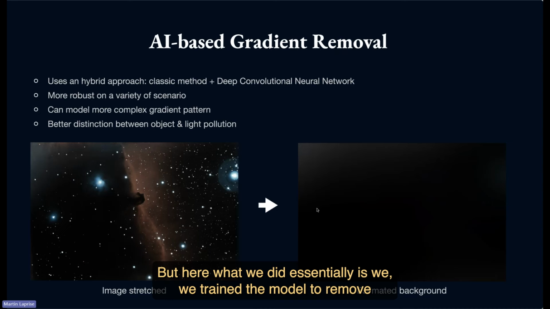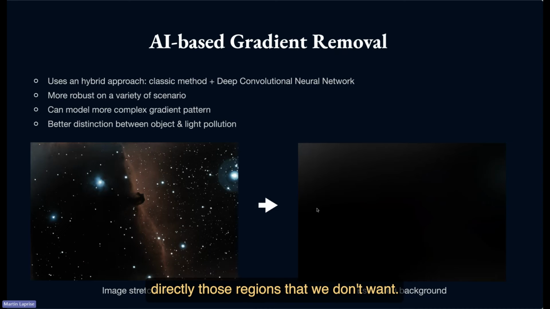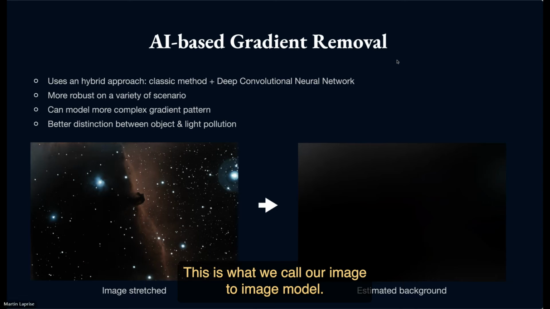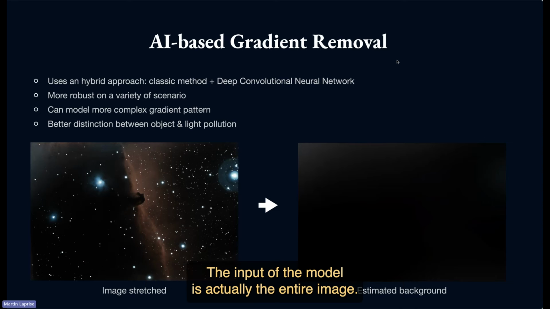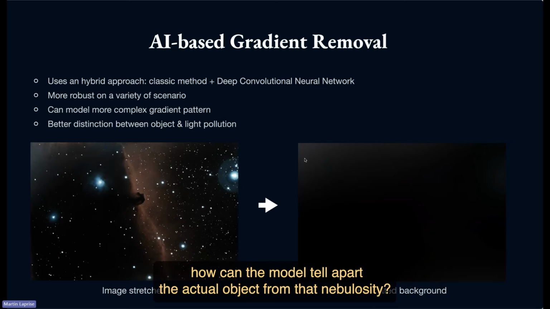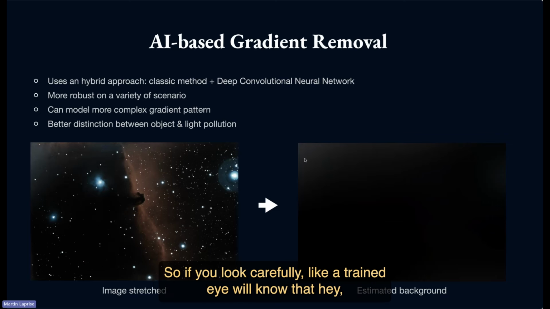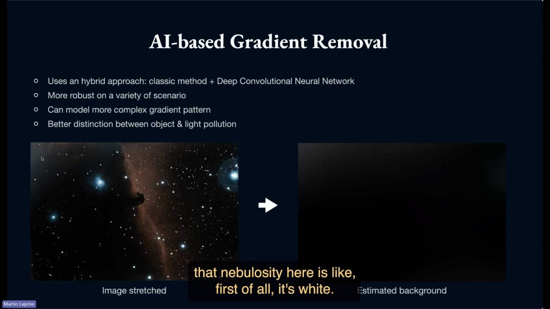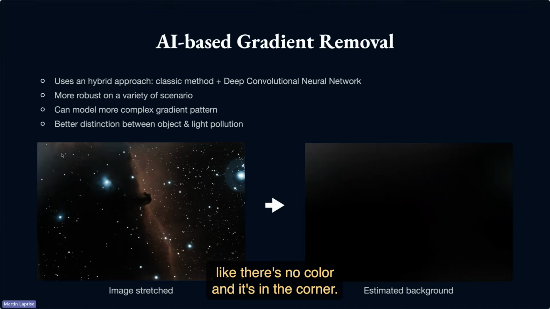But here what we did essentially is we trained a model to remove directly those gradients that we don't want. This is what we call an image-to-image model. The input of the model is actually the entire image. We take this entire image, we feed that to the model, and the output will be directly the estimated background. So now the question is how do we train it, essentially? How can the model tell apart the actual object from that nebulosity? If you look carefully, a trained eye will know that, hey, that nebulosity here is, first of all, white, there's no color, and it's in the corner. So there's a pattern here.